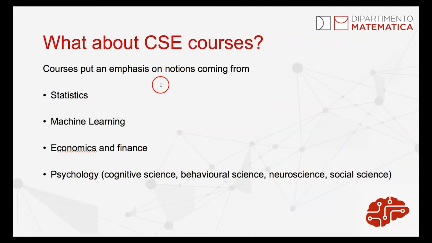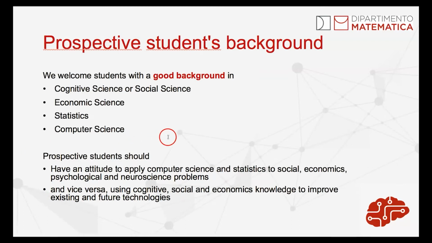The know-how which is required in this field is statistics, machine learning, economics and finance, psychology, which includes the cognitive science, behavioral science, neuroscience, and social science. The students who can benefit from this master's degree are the students with a background in cognitive science, economic science, statistics, and computer science, and they should have an attitude to apply computer science and statistics to psychological behavioral problems in general.